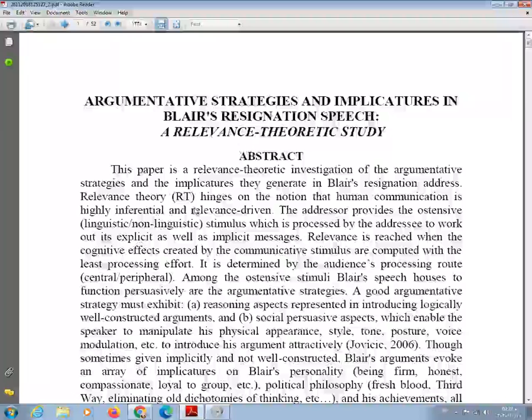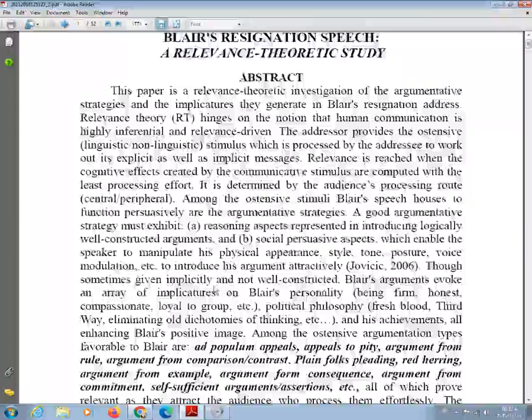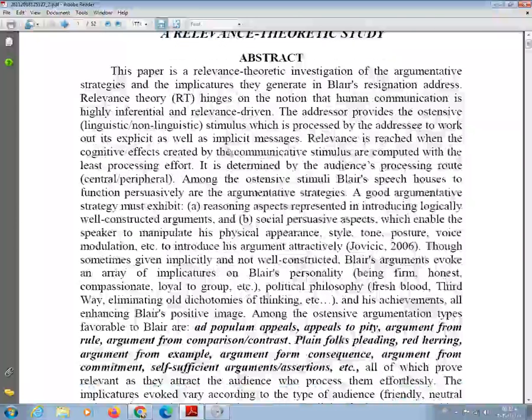And let's go directly to the abstract. I'm not going to stay here for so long, but let's see what's the purpose of the paper. Usually the abstract tells us the story from the beginning to the end in a brief way. The abstract tells us what's the purpose of the study, the methodology, how the study has been conducted, and the findings, what are the main results that the study obtained. Okay, so let's read the first lines. This paper is a relevance theoretic investigation of the argumentative strategies and implicatures they generate in Blair's resignation address. Relevance theory, or RT, hinges on the notion that human communication is highly inferential and relevance driven. We're gonna know all these things later on, okay?